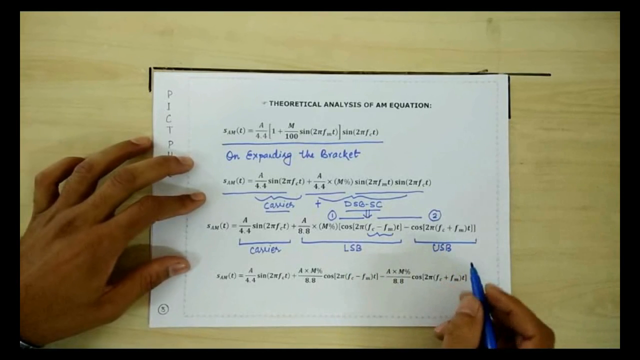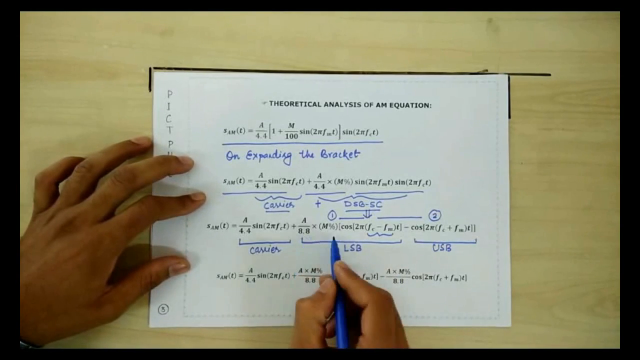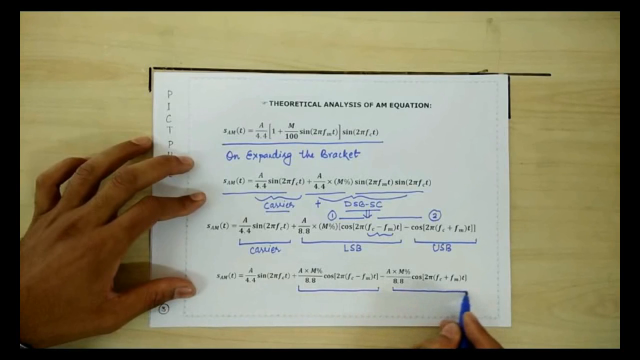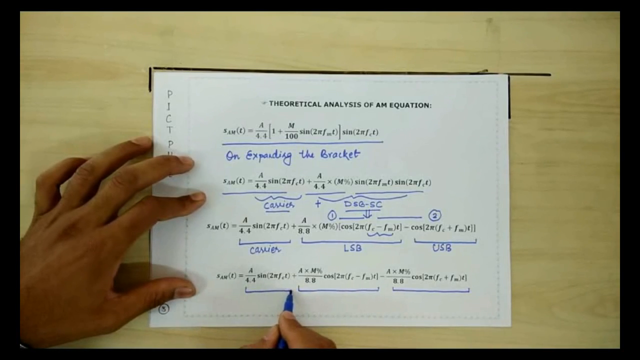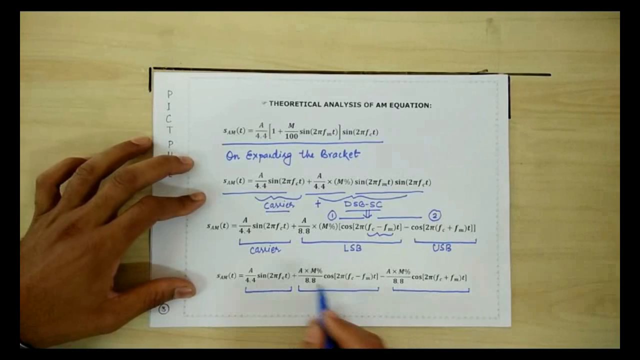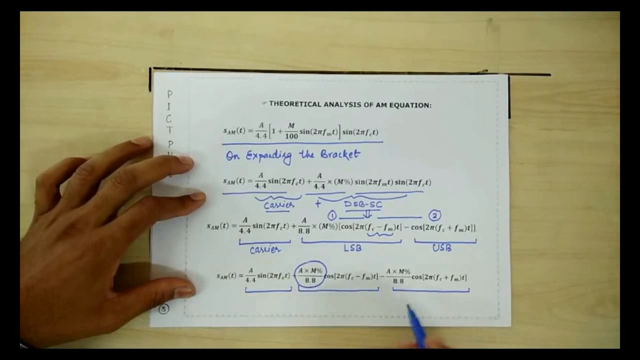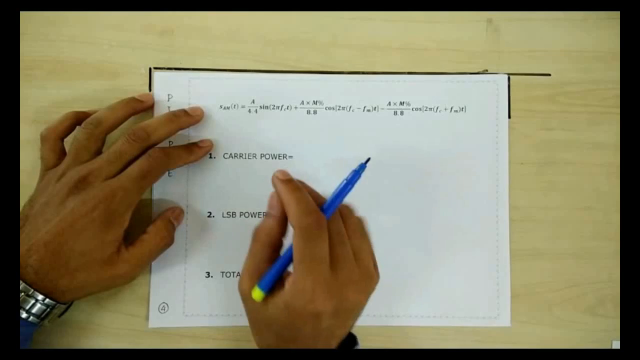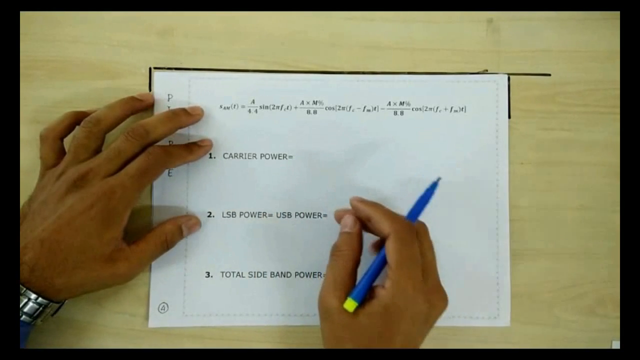So if you take this amplitude inside this bracket, the final equation is of this kind. So we can see the lower sideband amplitude is A times modulation index percentage divided by 8.8, and the USB amplitude is A times modulation index in percentage form divided by 8.8, and this is A by 4.4. Now calculate the carrier power, sideband power for this equation.